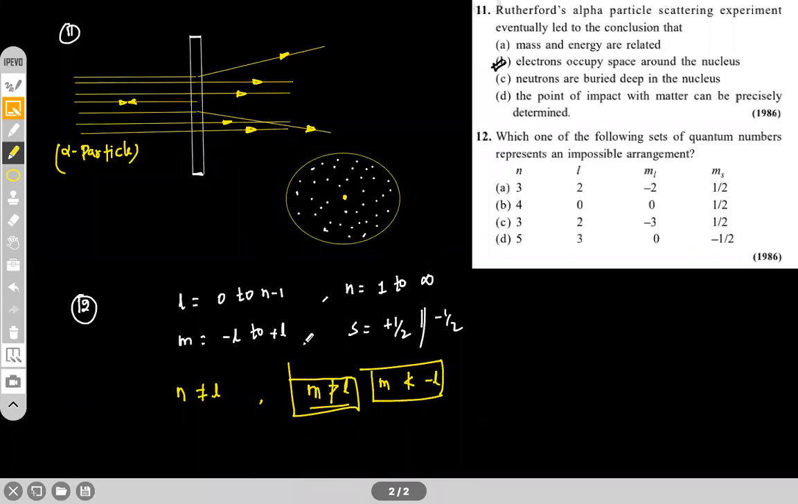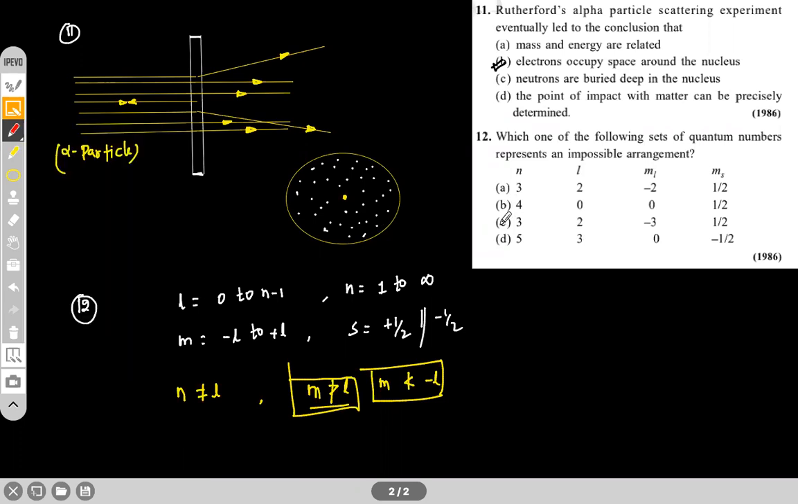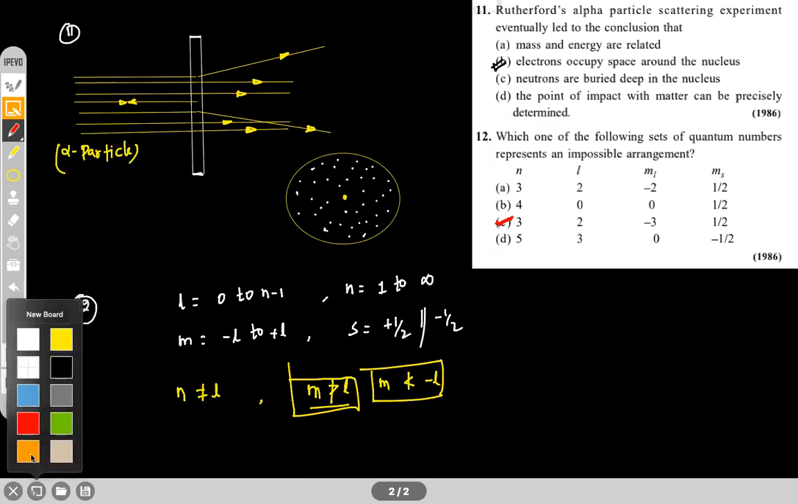Including the sign. Okay, so minus 2 to plus 2, minus 3 is not possible for L, right? So this option C is definitely wrong. So option C is wrong for this one. Hence the answer for the second question is option C. 12th one is option C. Okay, so I hope you understood these two questions. Let us move to another question.